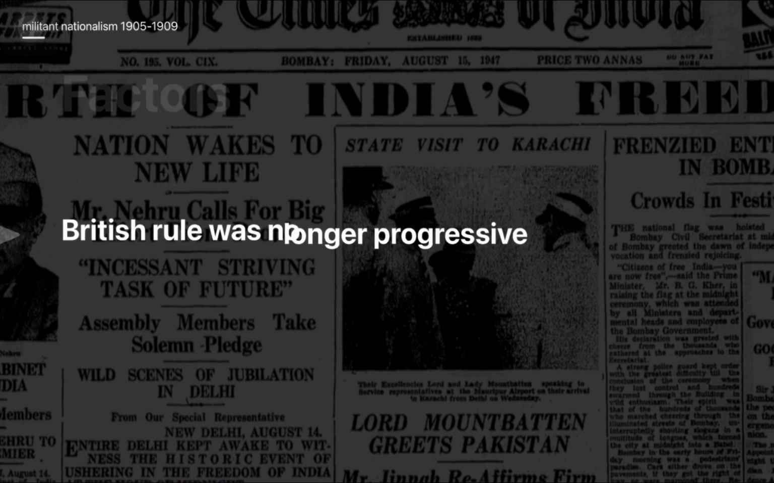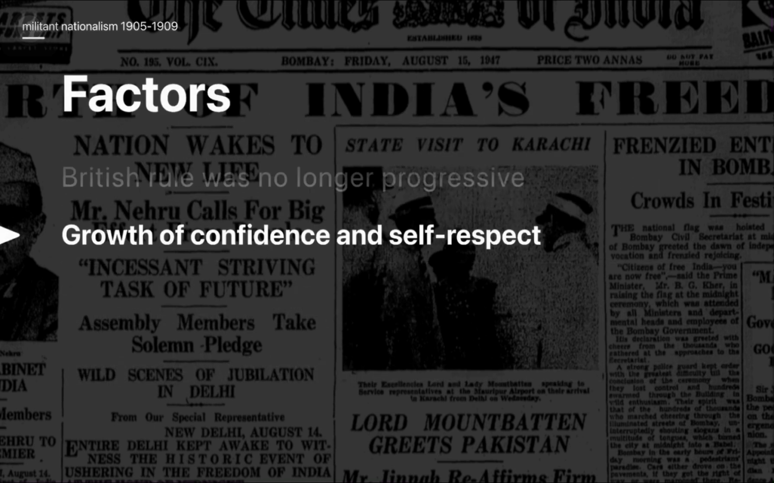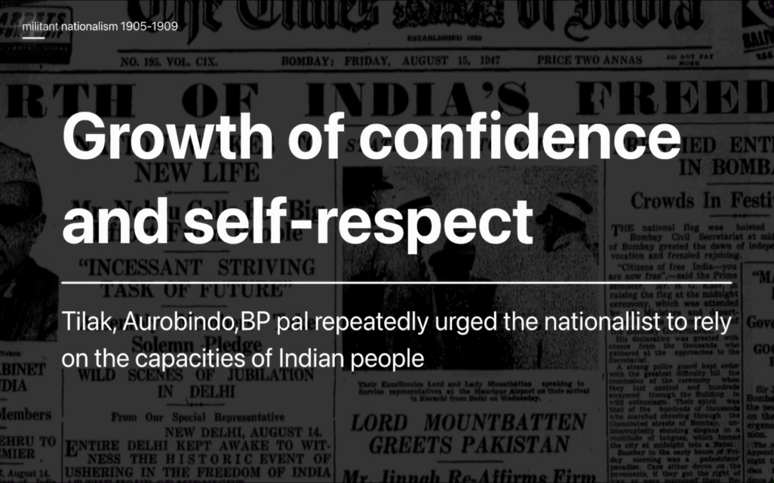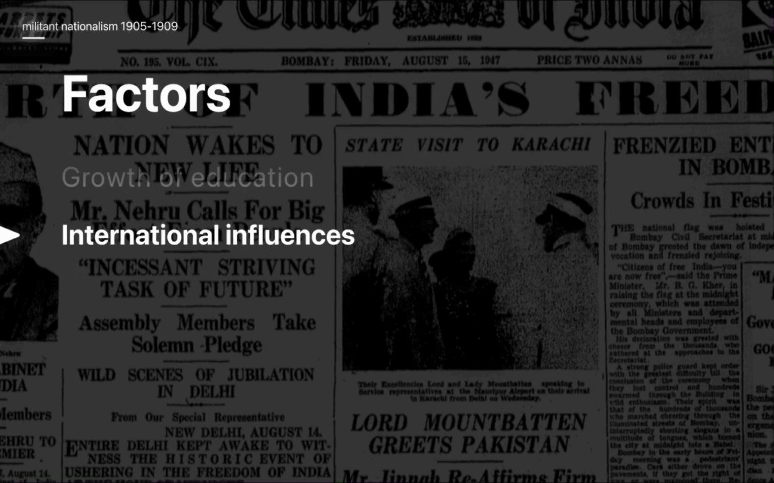British rule was no longer progressive. It was suppressing the spread of education, especially mass and technical education. Growth of confidence and self-respect: Tilak, Aurobindo Ghosh and B.P. Pal repeatedly urged the nationalists to rely on the capacities of the Indian people or masses. Growth of education led to increased awareness. Side by side, a rise in unemployment and underemployment among the educated became a factor for militant nationalism.